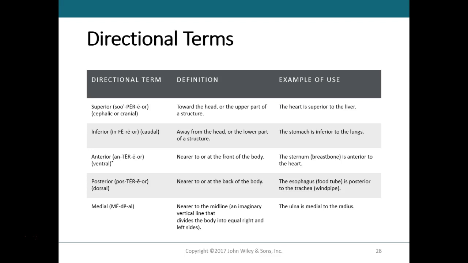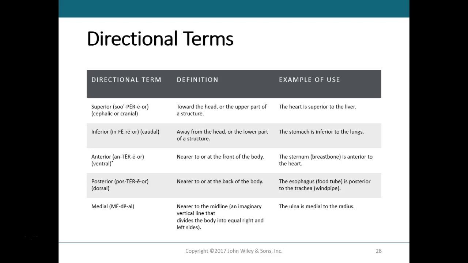Anterior refers to the front of the body or more near the front of the body. A term that's commonly used for anterior as well is called ventral. Ventral refers to toward the gut, okay? And posterior has another term. Posterior is toward the back. Dorsal is the alternate term for that. Dorsal means toward the back.